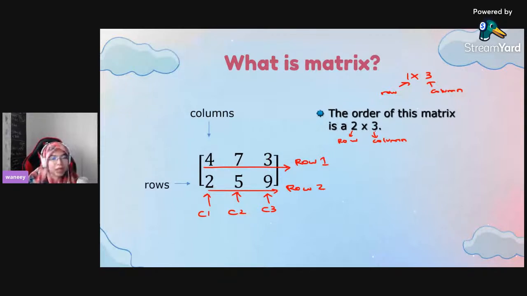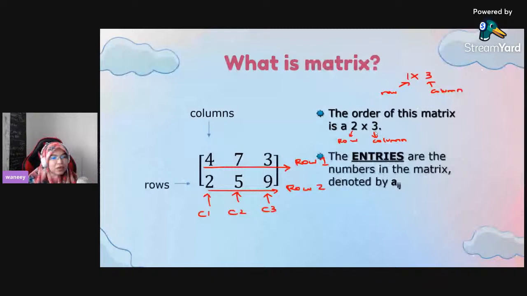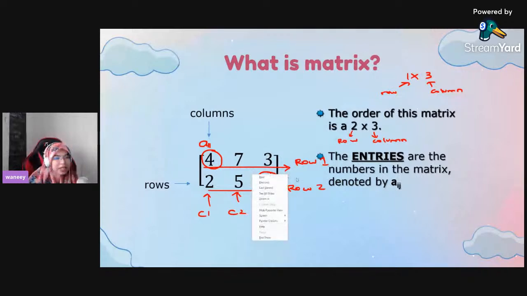Okay, and then we have something called the entries. The entries are the numbers in the matrix, denoted by Aij. For example over here, this is the first row and the first column. So 4 is in the first row, first column. So this is A11. Then for example, the 9. 9 is in the second row as well as the third column. So that is A23. Okay, let me choose another one.